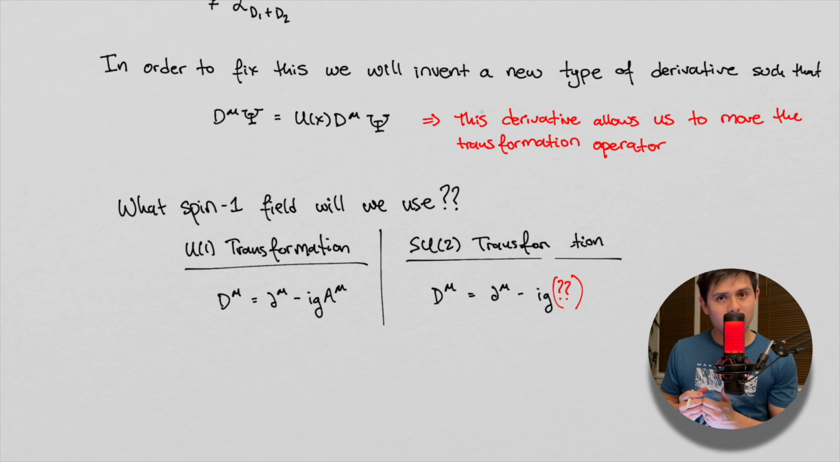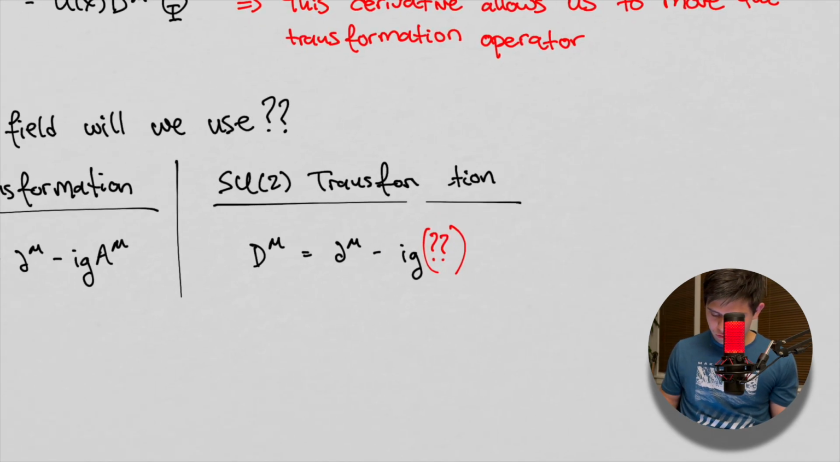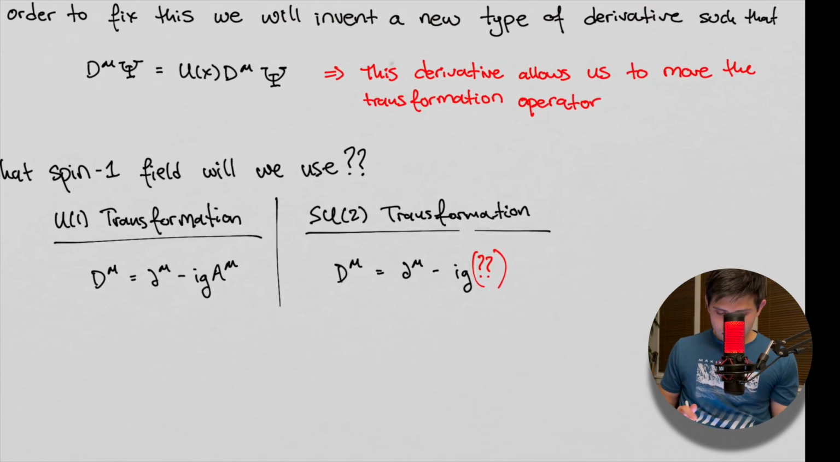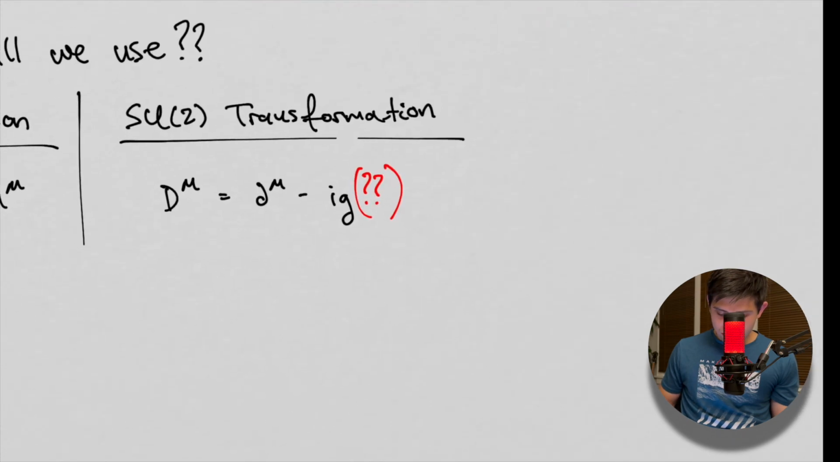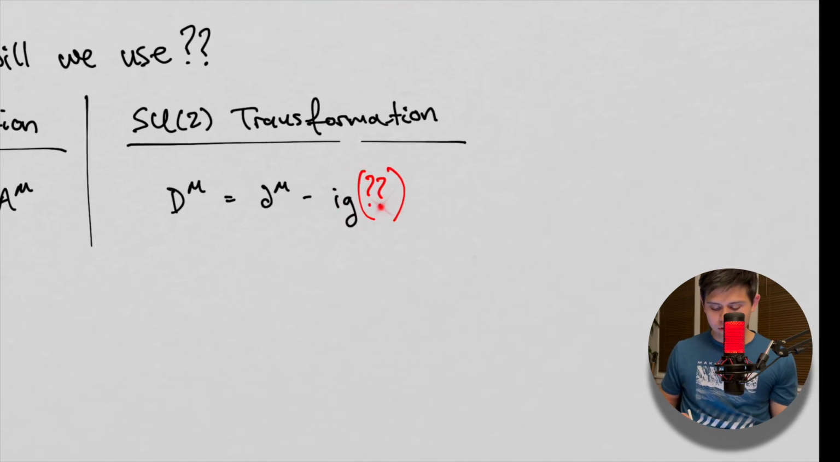The name of the game here is, again, we want local symmetry, and what we found was that spin 1 objects actually help in that attainment of local symmetry for the Lagrangian. So in the U1 case, we had these A mu vectors. These A mu vectors, again, describe the electromagnetic field. In the case of the SU2 transformations, what object are we going to put here?